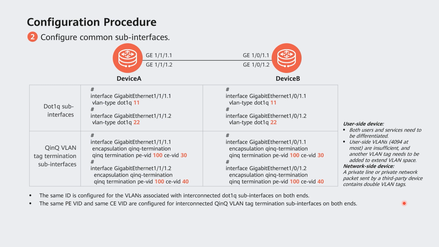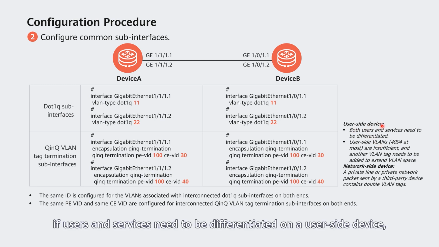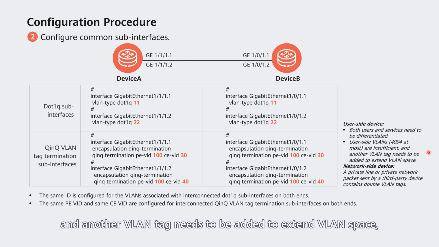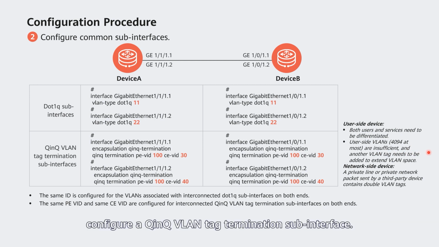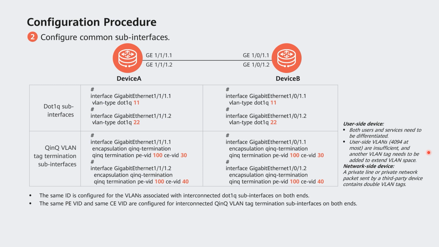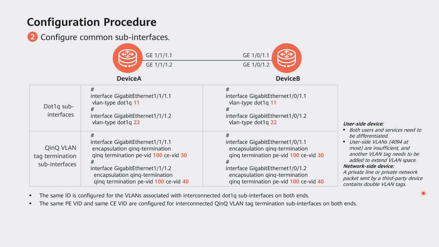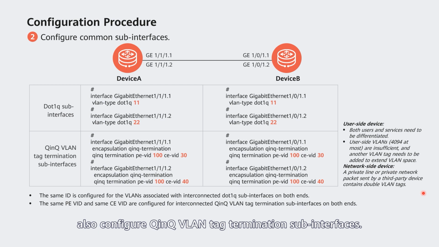For example, if users and services need to be differentiated on a user-site device, or if user-side VLANs are insufficient and another VLAN tag needs to be added to extend VLAN space, configure a Q-in-Q VLAN tag termination subinterface. For network-side devices, if a private line or private network packet sent by a third-party device contains double VLAN tags, also configure Q-in-Q VLAN tag termination subinterfaces.